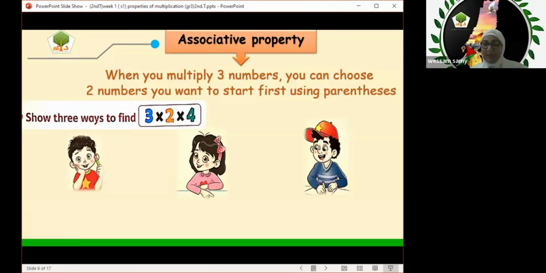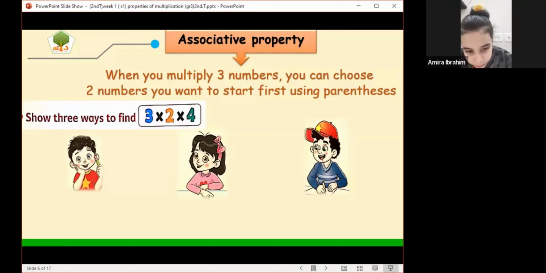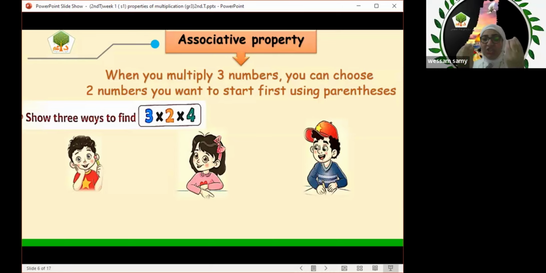As Muhammad said, we group them together. I will add just a little bit to the word group. I will say regroup them. How come? Always remember the associative property by making this action. What I'm doing now? I'm changing the place of my hands, right? So the associative property, you just change the order of the numbers while multiplying them.